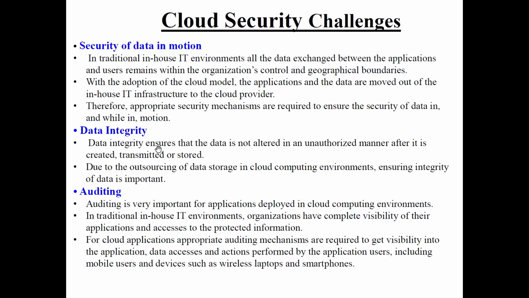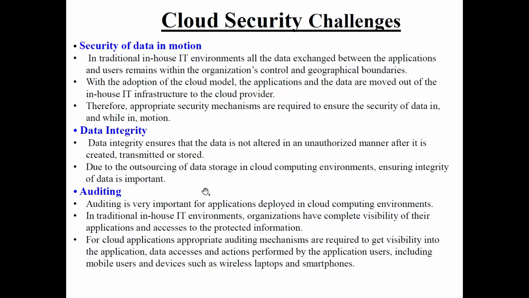Fifth challenge is data integrity. Data integrity ensures that data is not altered in an unauthorized manner after it is created, transmitted or stored. Due to the outsourcing nature of cloud computing, ensuring the integrity of the data stored in the data centers is extremely important.